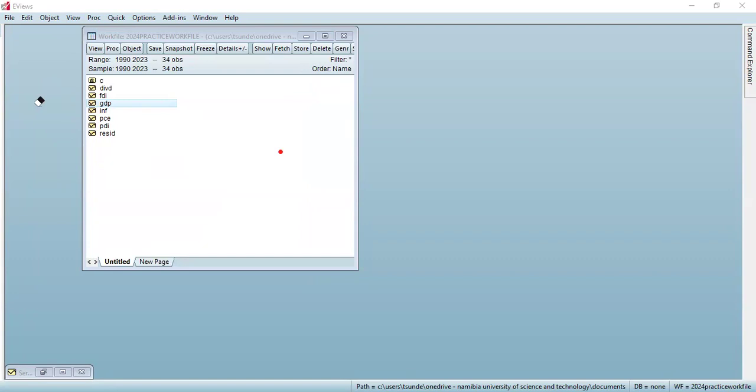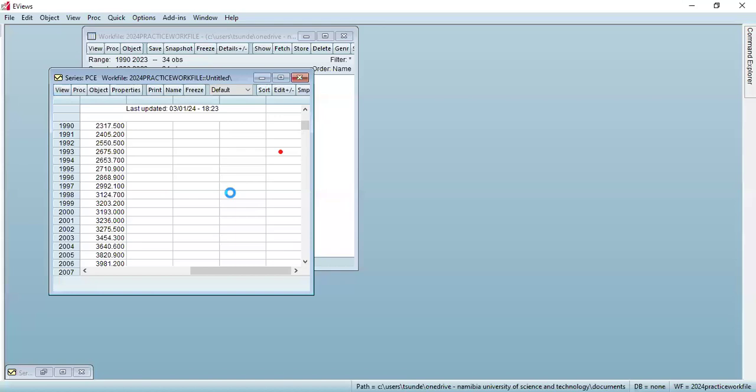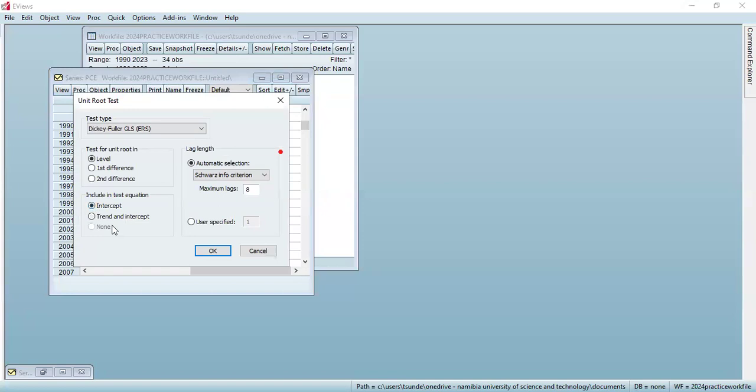Let's do PCE. So, like I said, you open PCE. You just double-click it to open it. Then you go to view, then you go to unit root test, then you choose standard unit root test. First, you do the test in levels using intercept, and intercept and trend. We are still using the Dickey-Fuller test for this one. The next one will be different. I do the test. Please give me the conclusion that you get here.